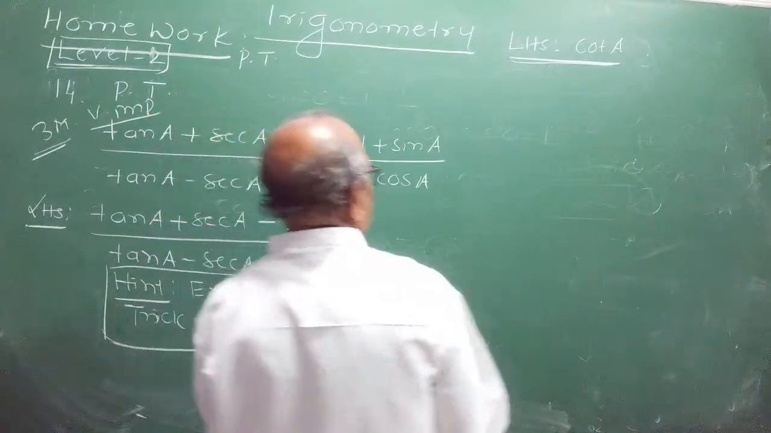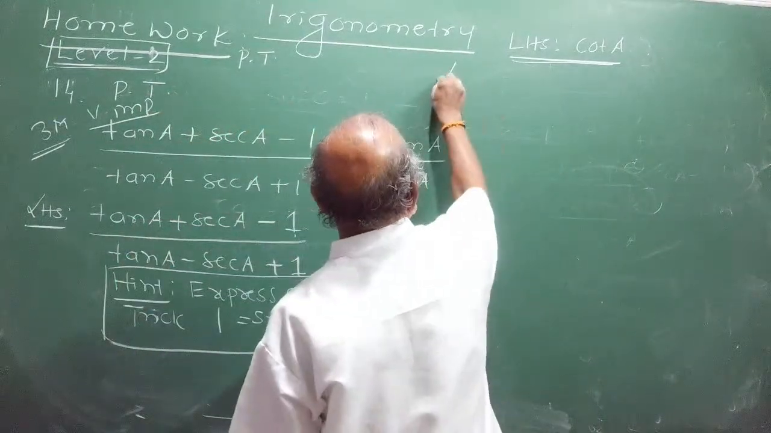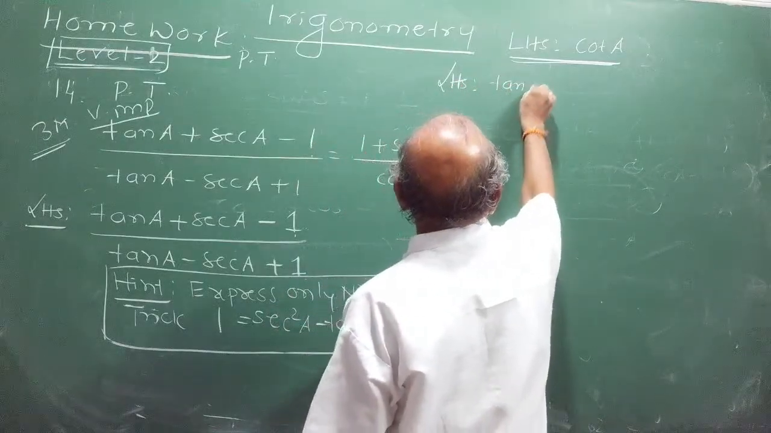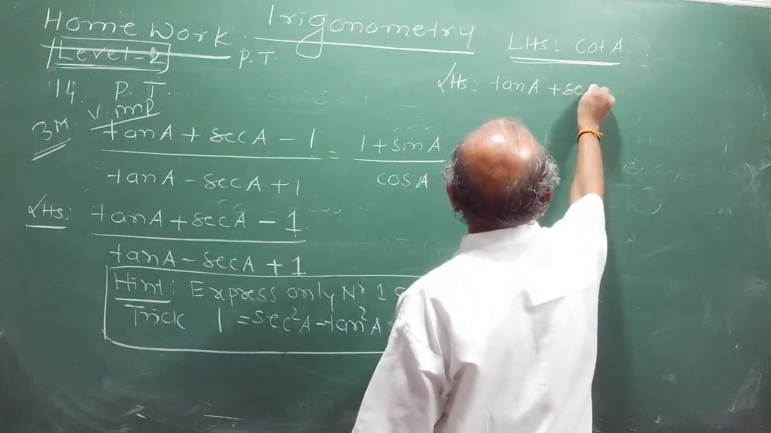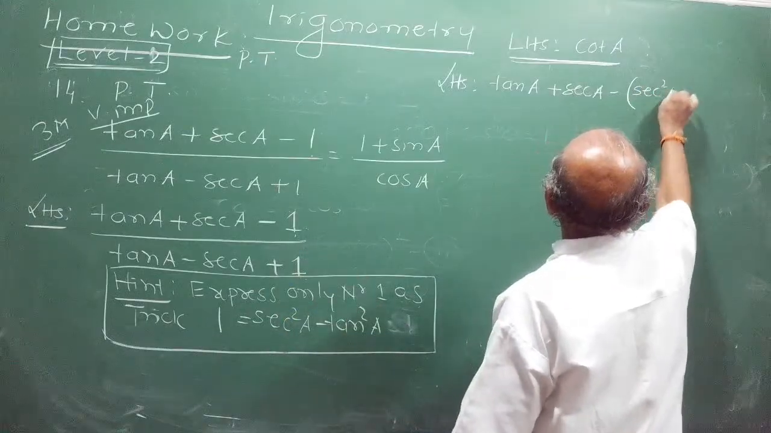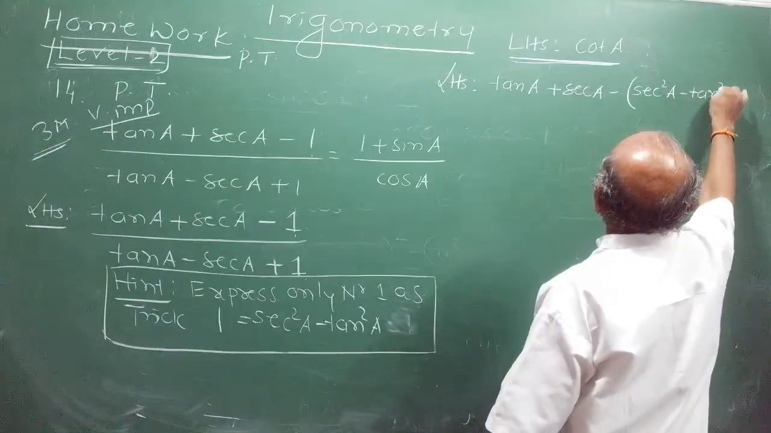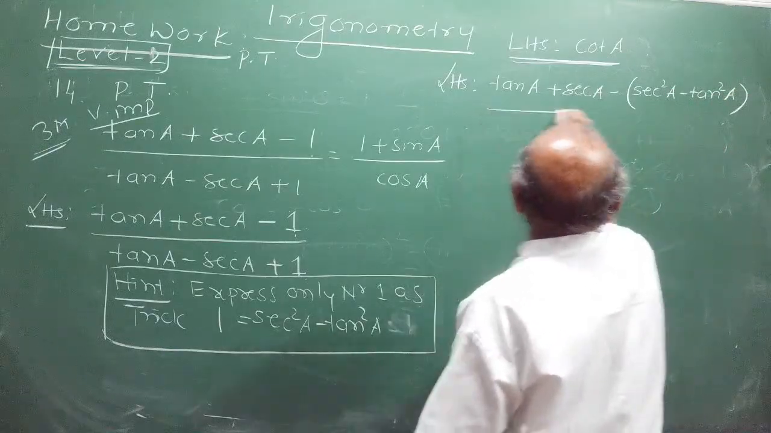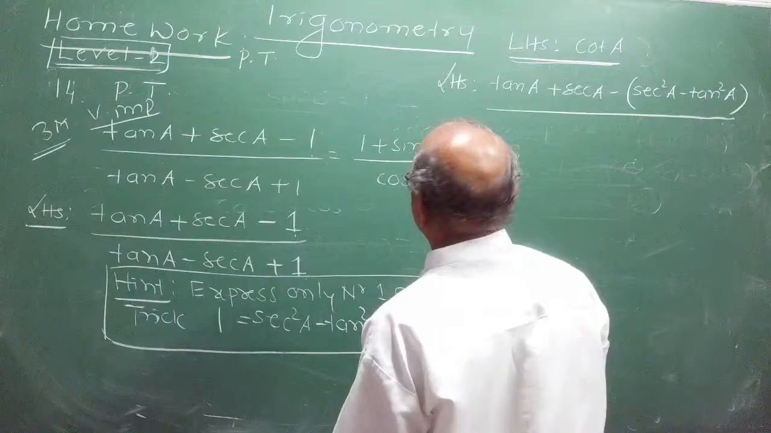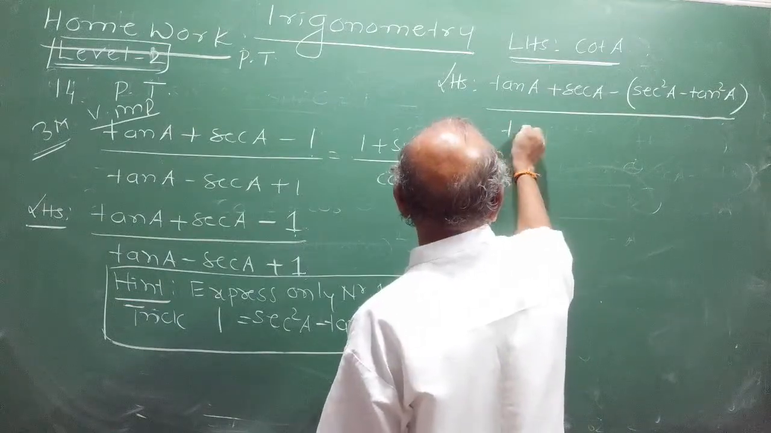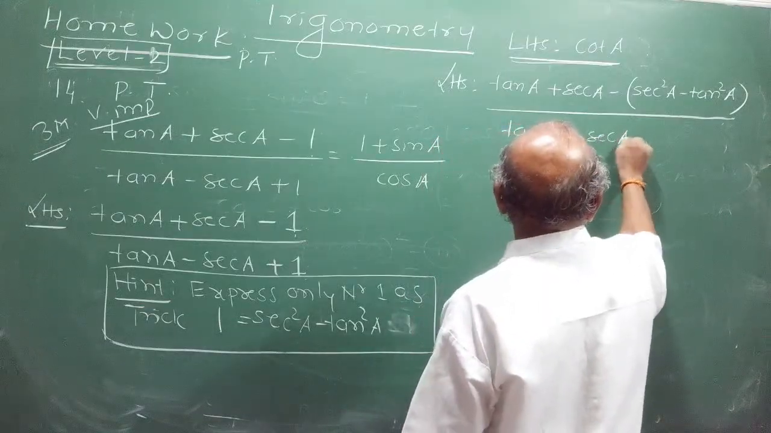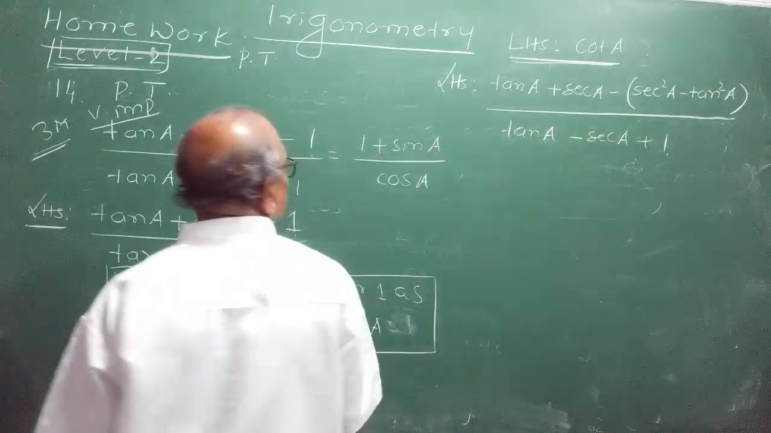We'll take the LHS and try to solve it. Continue. I will write LHS continued part here. You will get tan A plus sec A minus, use bracket properly, 1 can be written as sec square A minus tan square A, divided by, keep the denominator as it is. You will get tan A minus sec A plus 1. Observe.